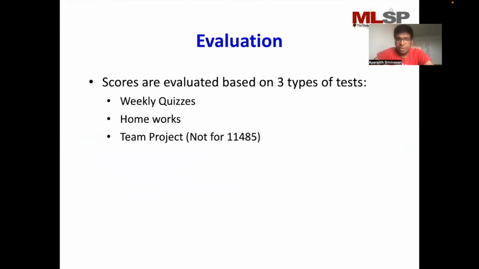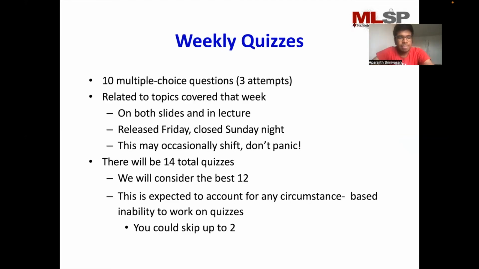Going on to evaluation, we evaluate your scores based on weekly quizzes, homeworks, and team projects. Team projects are not for the undergrad section, which is 485. Going on to weekly quizzes, you'll have 10 multiple choice questions for which you'll be given 3 attempts. The questions will be covering topics from the slides and the lectures. It'll be released Friday night and will be closed Sunday night, but this will occasionally shift, so please don't panic about it. There'll be a total of 14 quizzes, and we'll consider the best 12. The reason we do this is because there might be some students who might not be able to do quizzes because of some unavoidable circumstances. So you could skip 2 quizzes.